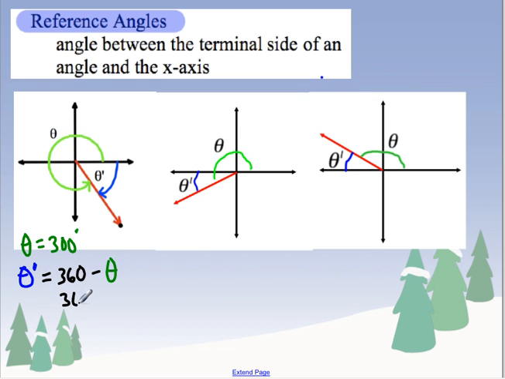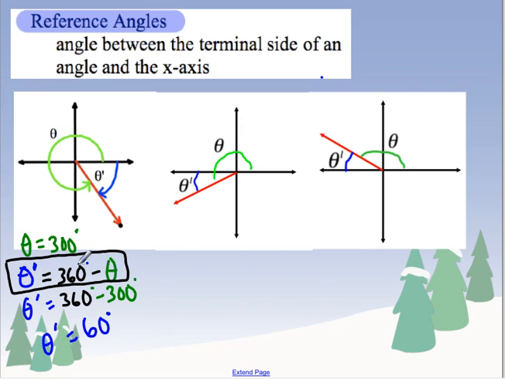I'm just going to color code it nice. Okay, so if you like formulas, technically here's your formula then. And this formula works when you're in the fourth quadrant.